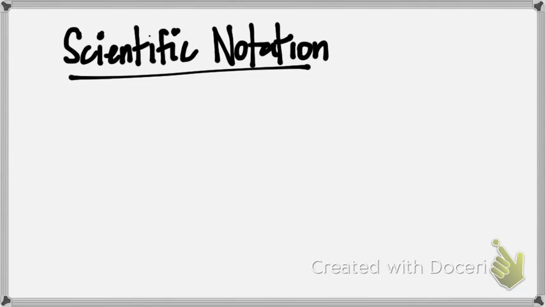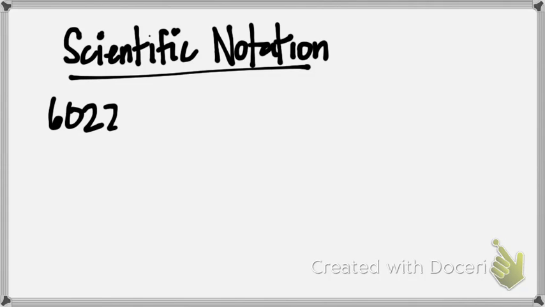So this note section is on scientific notation. I guess the first question you have to ask is, why do you use scientific notation? Scientific notation is used to make very large numbers or very small numbers more manageable.